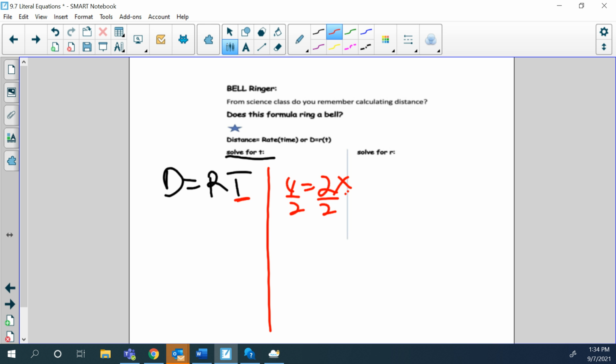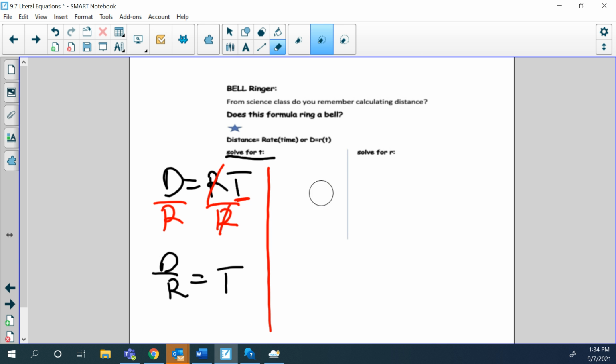And there's a multiplication going on. It is r times t. So to cancel the r, just like over here, I cancel the 2, I'm going to divide by r on both sides. Okay? So that goes away. So I'm left with d over r is equal to t. All right? The same steps we did last week, solving for a variable. In this case, it's t. Last week we solved for x, and now we're solving for r.